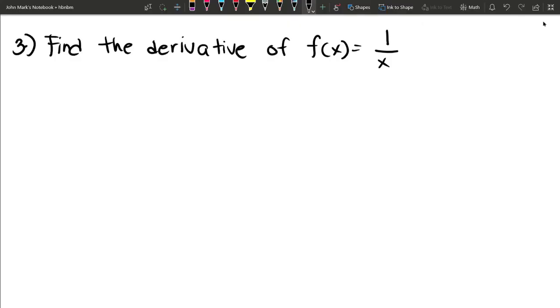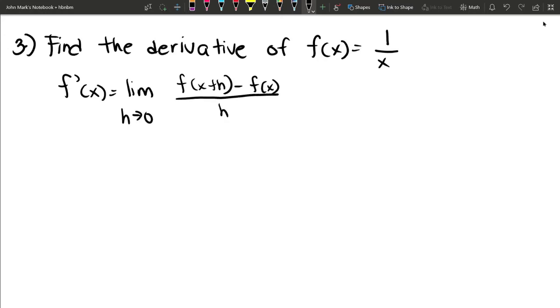So, para hindi ka mahirapan, sulat mo muna yung formula. So, f prime of x is equal to the limit as h approaches 0 of f of x plus h minus f of x all over h. So again, we have fraction here. So yung f of x plus h natin, again, papalitan mo yung x ng x plus h. So we have the limit as h approaches 0 of 1 all over x plus h minus our f of x, which is 1 over x, all over h. Okay? So, paano na? Nakakita ka na ng fraction eh. Nahirapan ka na. Okay? Let's solve.